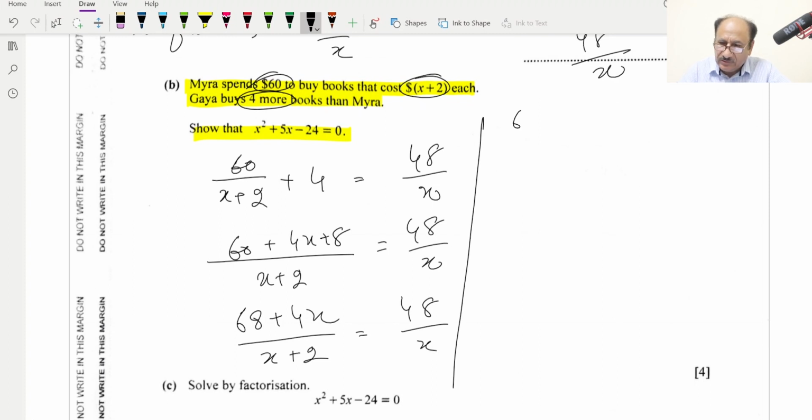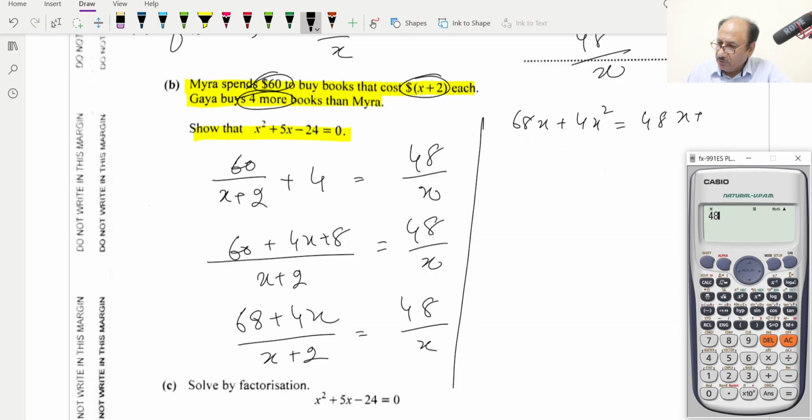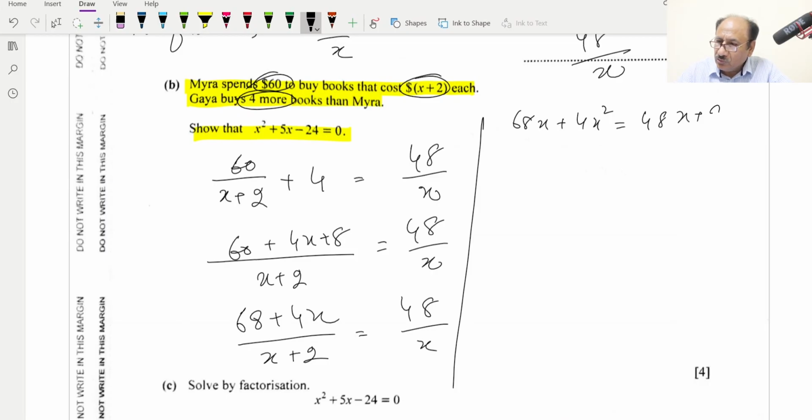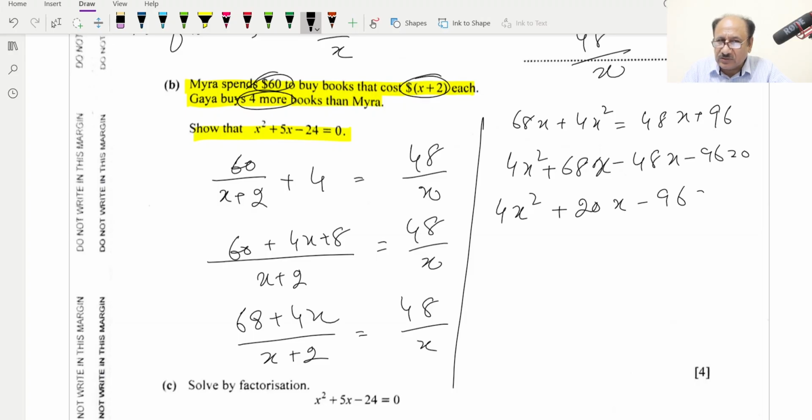It will be 68x plus 4x squared, and this will be equal to 48x plus 48 into 2. 48 multiplied by 2 will be equal to 96. Now we can further simplify: 4x squared plus 68x minus 48x minus 96 is equal to 0. We can add like terms, so 4x squared, and 68 minus 48 will be 20, so 20x minus 96 is equal to 0.